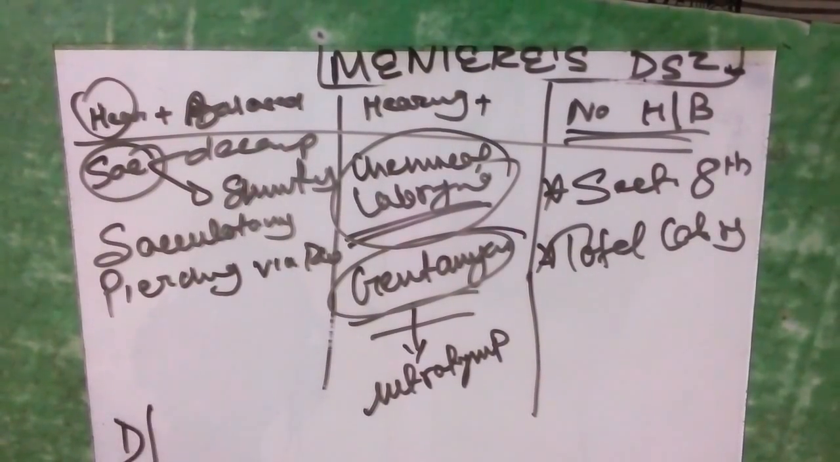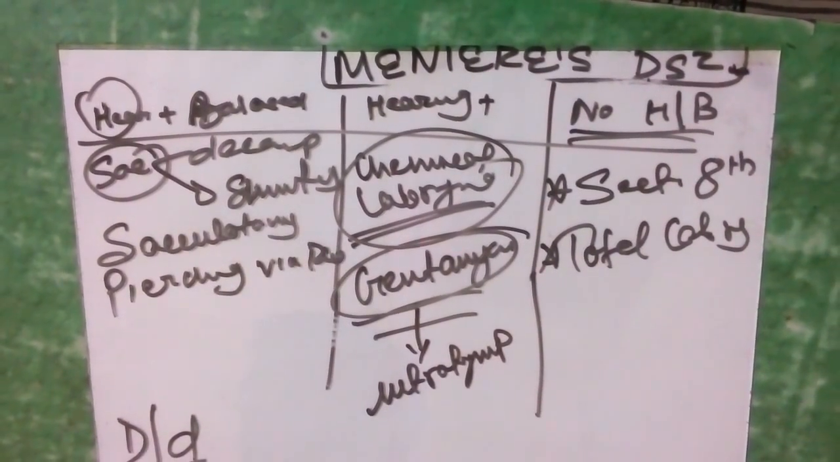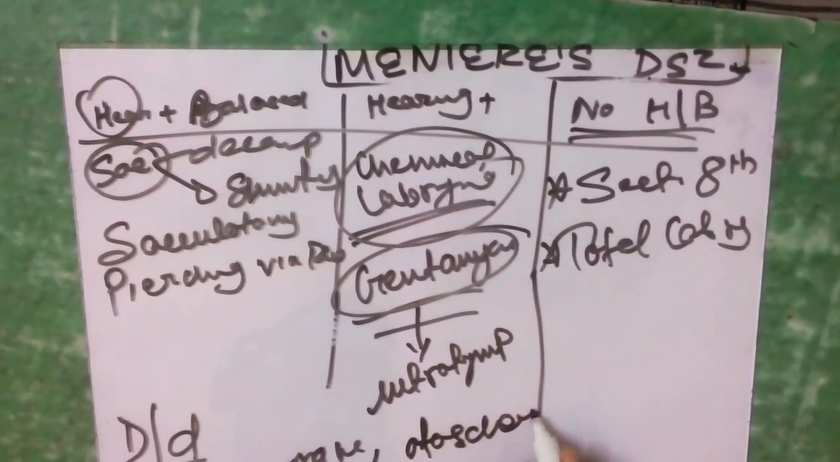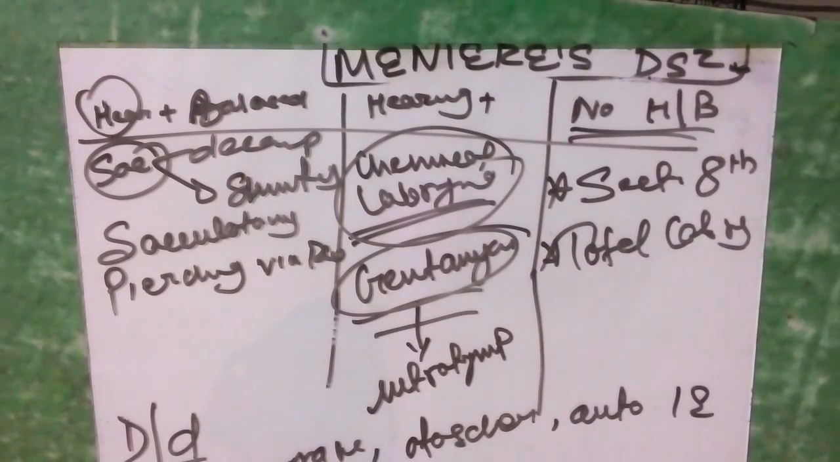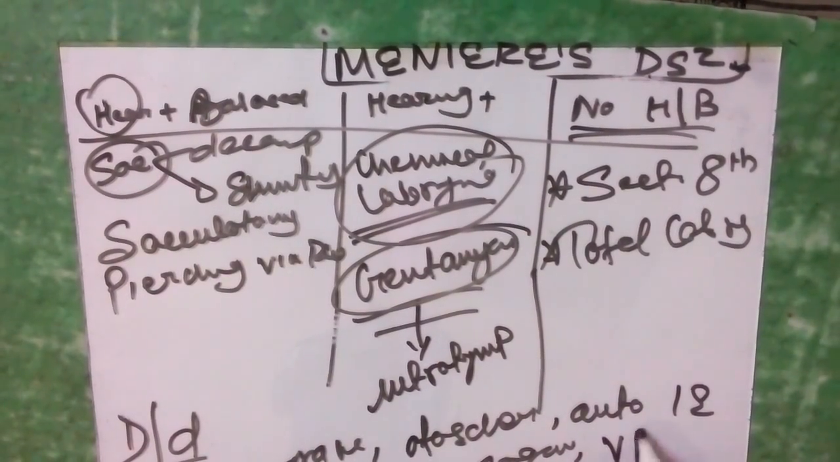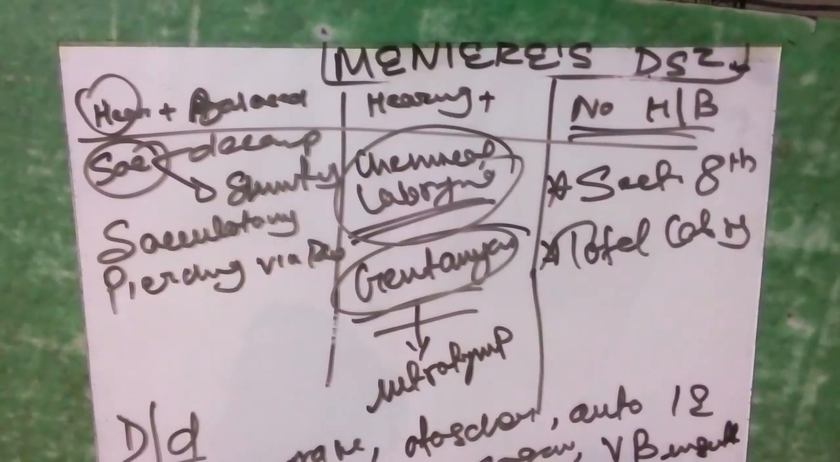At last we should know the differential diagnosis for ruling out other diseases that are similar to Meniere's disease. What are those? That could be either migraine or basilar migraine. That could be autoimmune disease of the inner ear and otosclerosis. Or it can be syphilis or Cogan syndrome, basilar insufficiency, vestibular insufficiency, or there could be head trauma or acoustic neuroma.